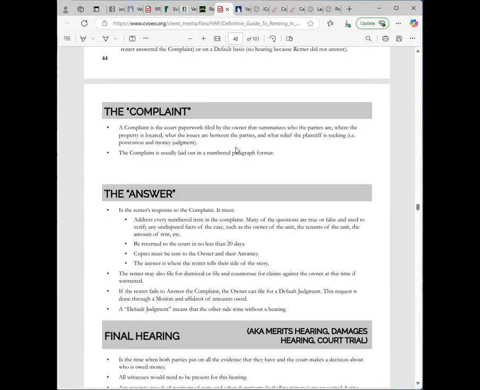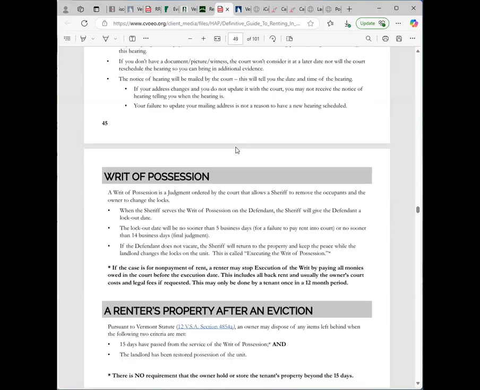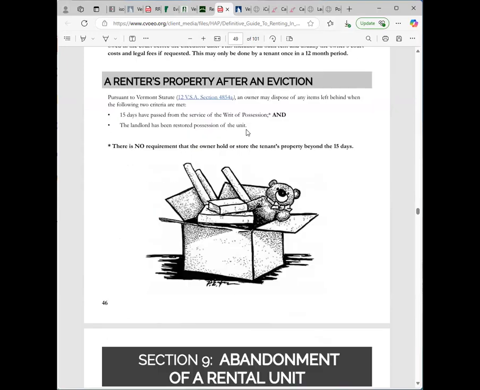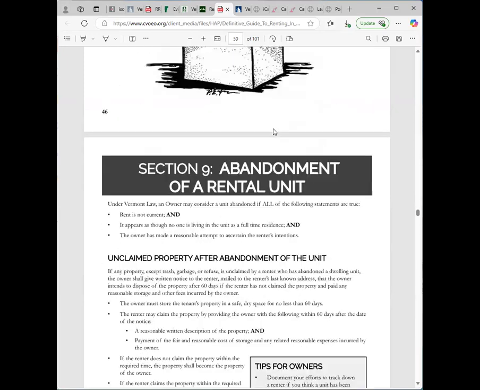The complaint, the answer, the final hearing. And then, of course, you've got a writ of possession. So if an eviction of any kind has been awarded to you, the writ of possession is a judgment ordered by the court that allows the sheriff to then remove the occupants and the owner to change the locks. And then the sheriff serves the writ of possession to the defendant, to the tenant, and gives them a lockout date. Basically, you give them a date and say, look, if you're not out, we are changing the locks on this day.